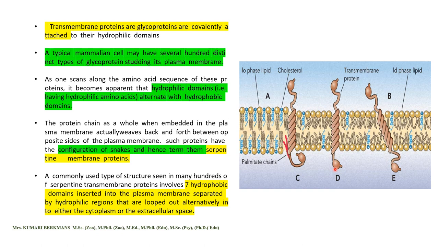This protein is called a transmembrane protein. It is made up of glycoprotein, and the name it takes is serpentine membrane protein because of its shape. Okay, this is also very important.